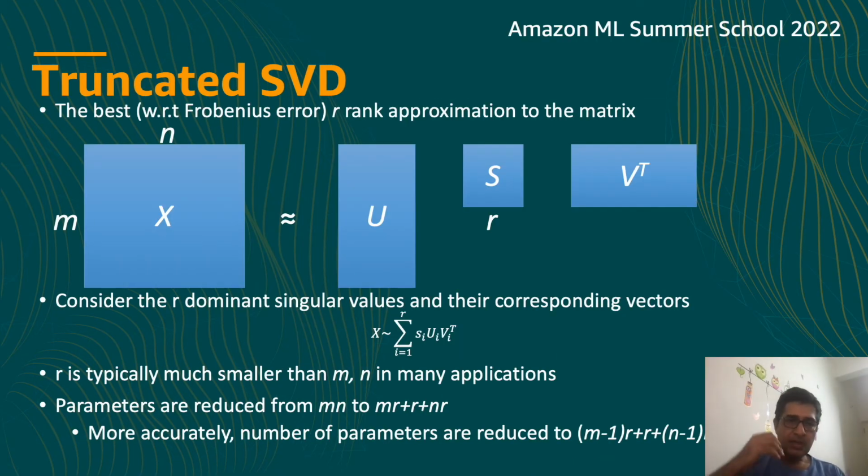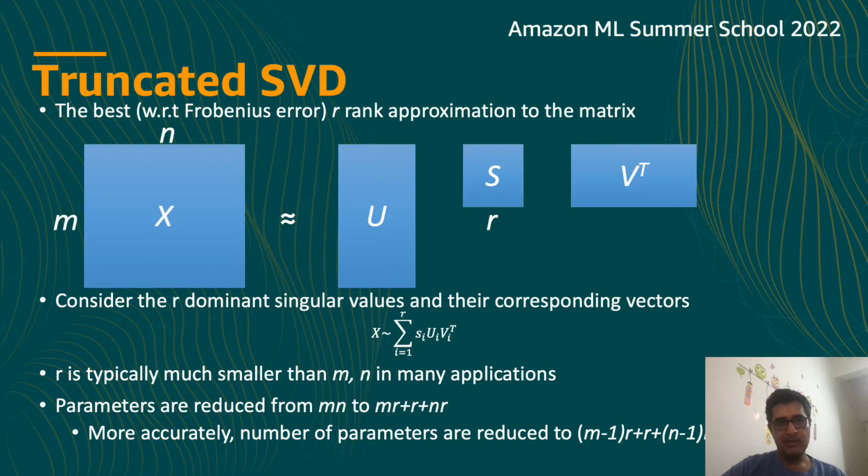So this is how the matrix multiplication actually looks. You have an m cross n original matrix X, which gets represented in terms of an m cross r, an r cross r, and an r cross n matrix. And typically r is much smaller than m and n in most applications.